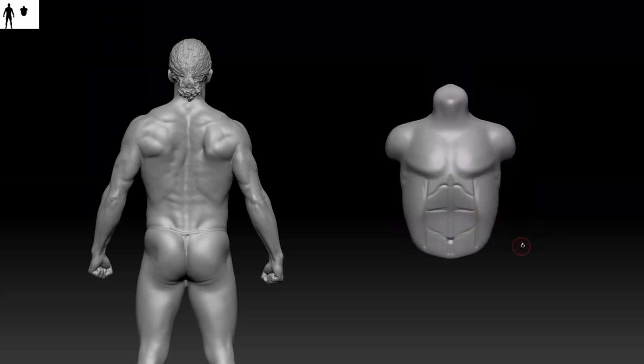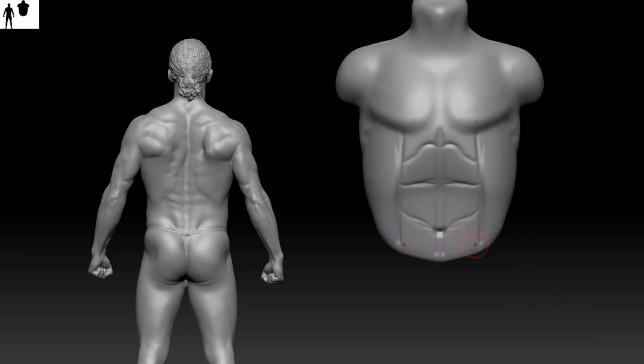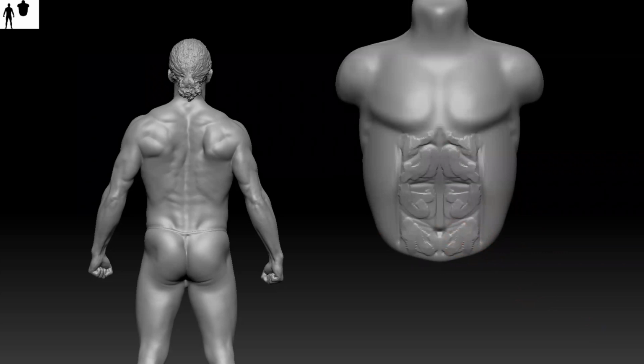If that's wrong, then I'm going to know about it as soon as I've made the marks. So I don't have to worry about spending however much time sculpting it. And then if I decide that it's right, then I can start to work into this more and start to sculpt into this more.